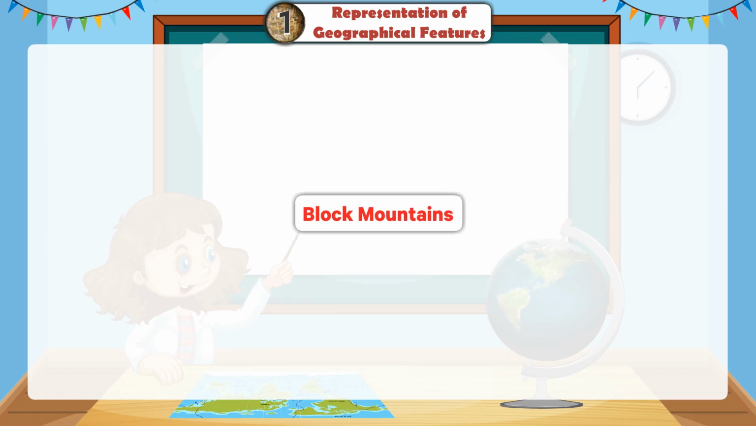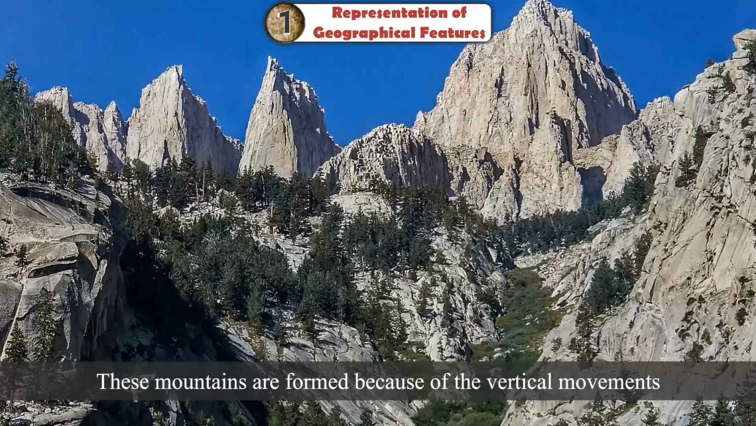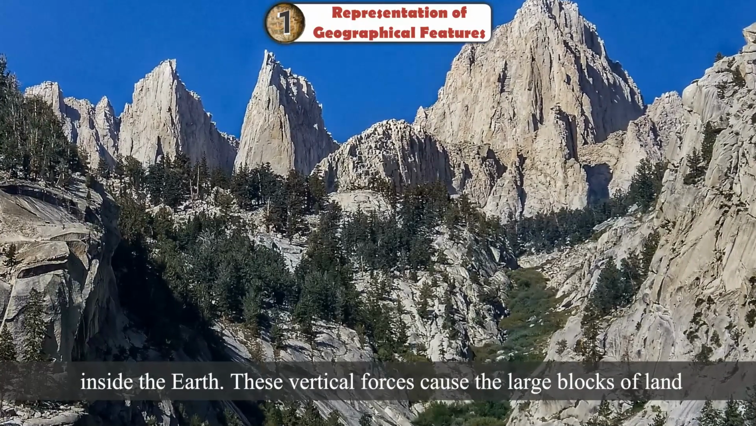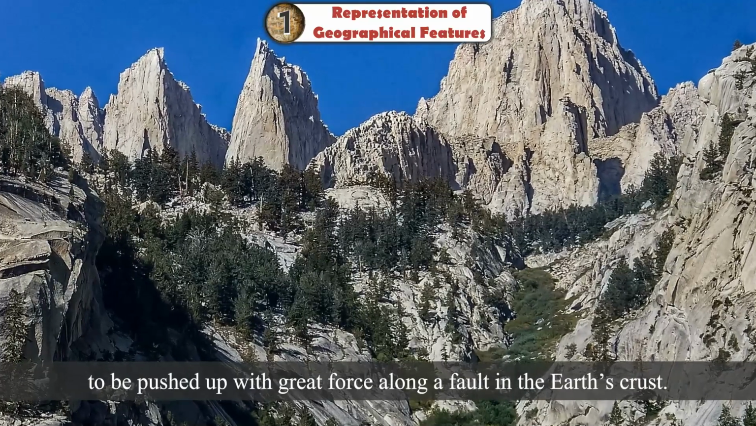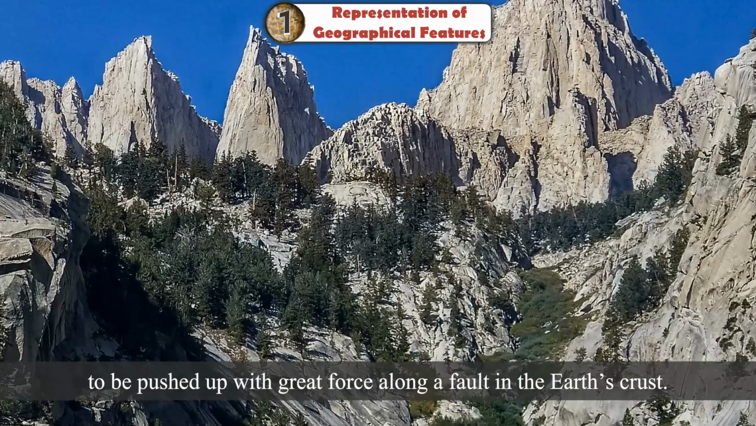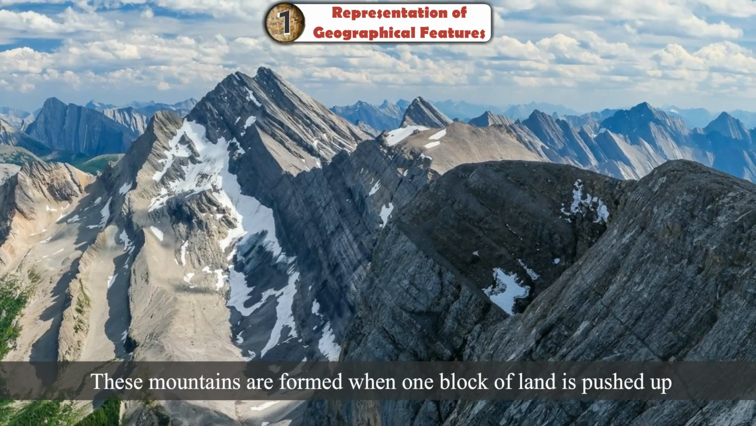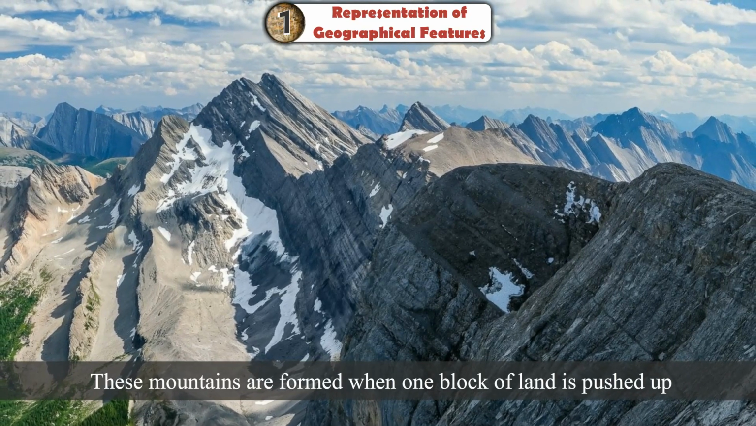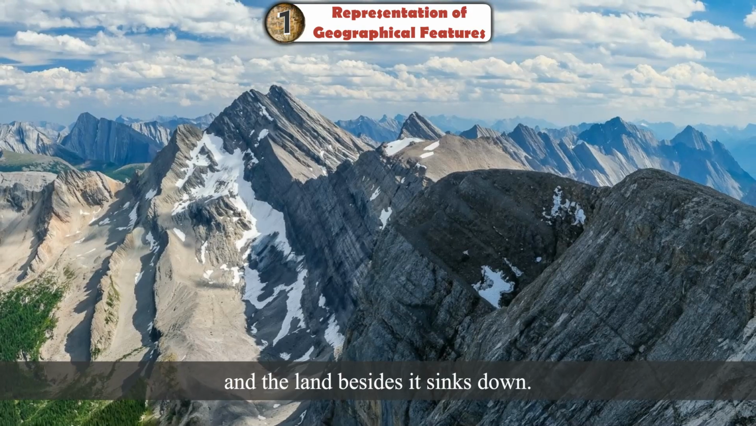Block mountains. These mountains are formed because of the vertical movements inside the earth. These vertical forces cause the large blocks of land to be pushed up with great force along a fault in the earth's crust. A fault is a crack in the crust. These mountains are formed when one block of land is pushed up and the land beside it sinks down.